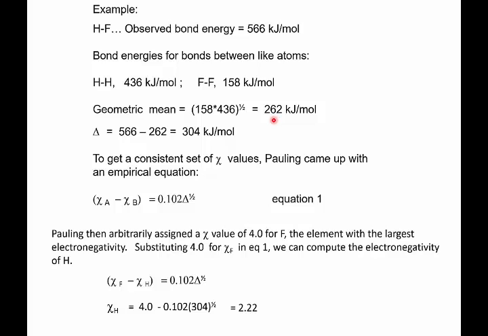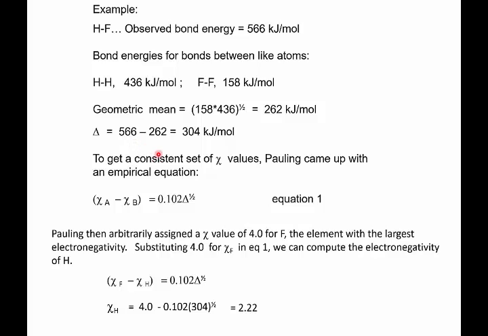The key now is to compare this geometric mean with the actual bond energy. The actual bond energy is 566. The geometric mean is 262, so the difference is 304. The idea is the larger the difference here, the greater the difference in electronegativity between those bonded atoms. A delta, of course, is a symbol for difference.